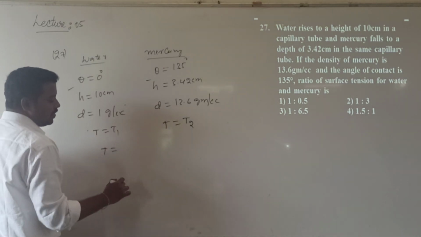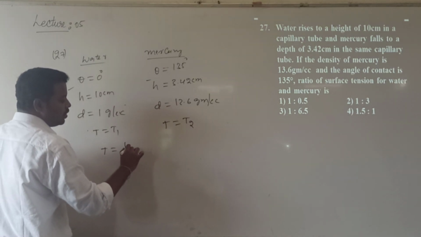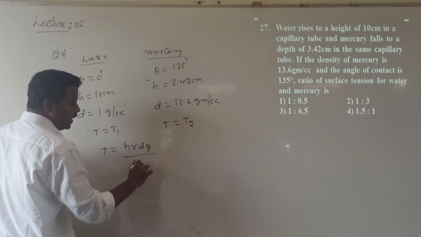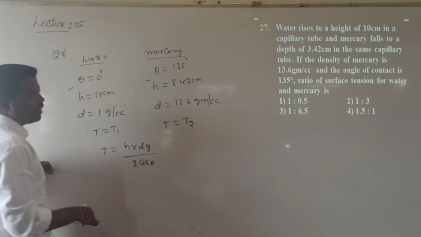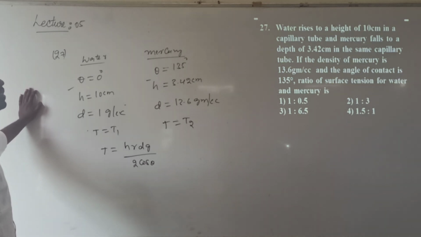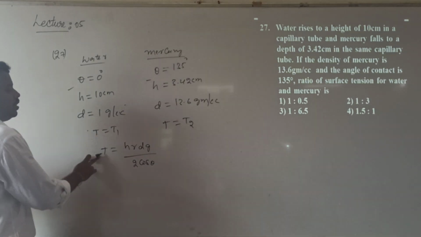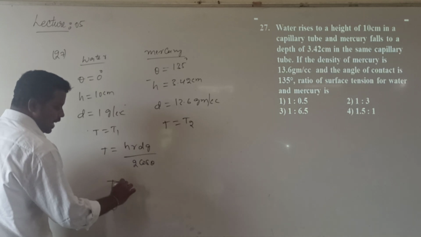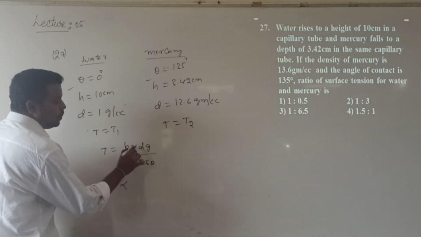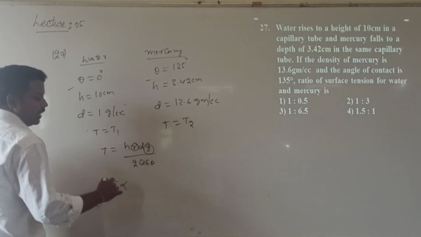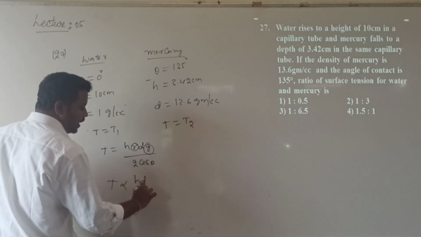What is the formula for surface tension? T is equal to h into r into d into g divided by 2 into cos theta. They are asking us to calculate the ratio of their surface tensions. Here T is directly proportional to h into d by cos theta, since it is the same capillary tube, so r is the same and g is the same.